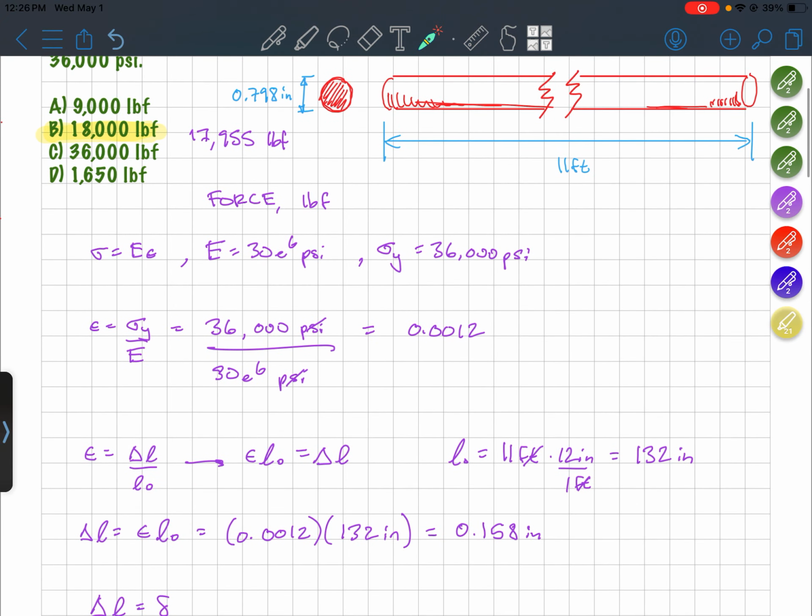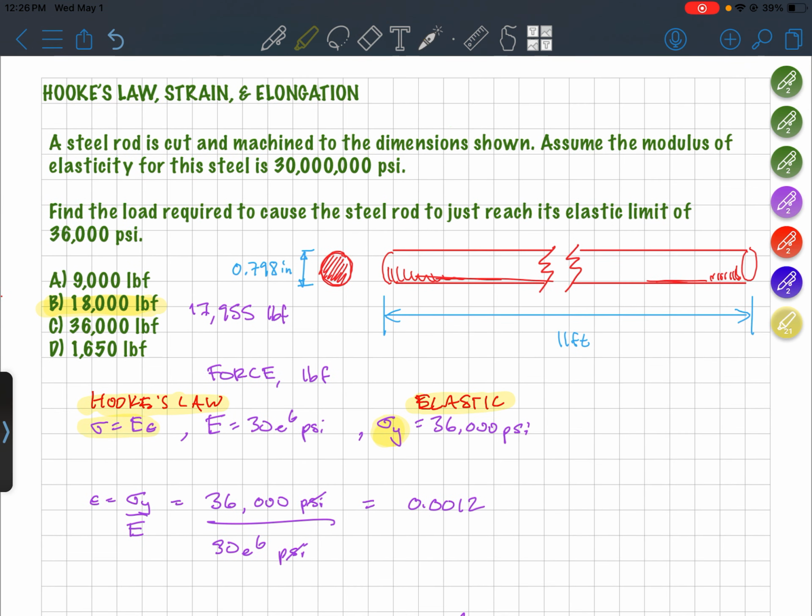Okay, first up, we've got Hooke's law. That's right here. And that was the first guy that we did, this formula right here. You needed to also see elastic point. You needed to understand that sigma sub y is your yield strength, and from reading the question, it's asking what is your elastic limit? That translates to what's your yield point.